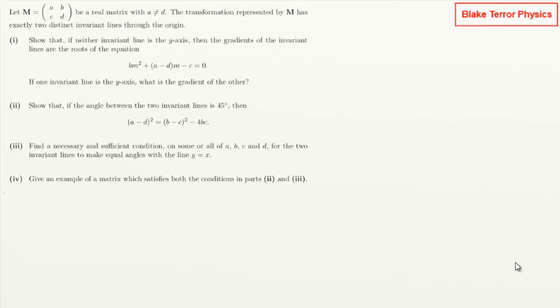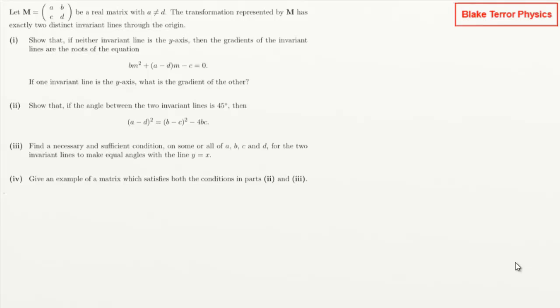Hello, this is question 8 from the step 2 paper from 2022. We've got a 2 by 2 matrix M, with entries a, b, c, d. It's a real matrix, a is not equal to d, and the transformation represented by M has exactly 2 distinct invariant lines through the origin.